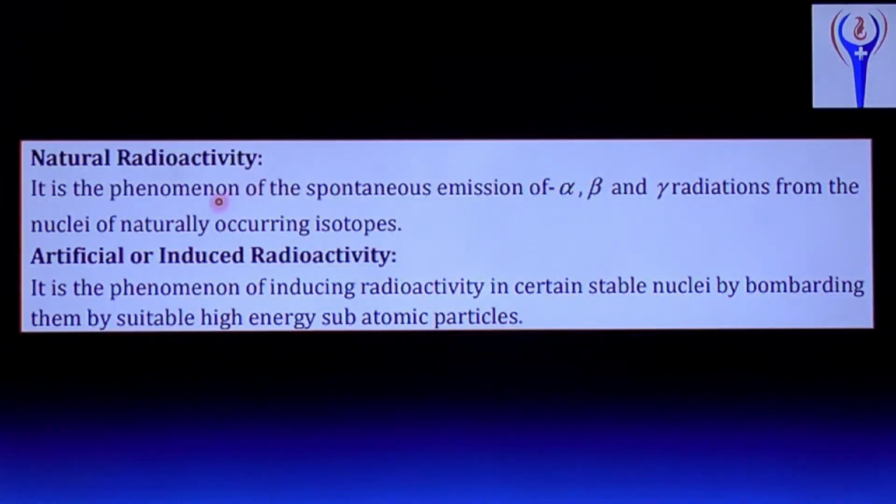Natural radioactivity is the phenomenon of spontaneous emission of alpha, beta, gamma radiation from the nuclei of naturally occurring isotopes. That we have already discussed. Now, artificial radioactivity or induced radioactivity. It is a phenomenon of inducing radioactivity in certain stable nuclei by bombarding them with suitable high energy subatomic particles. For example, U-92-235 is a naturally occurring unstable uranium example. Tungsten also is there. Isotopes.